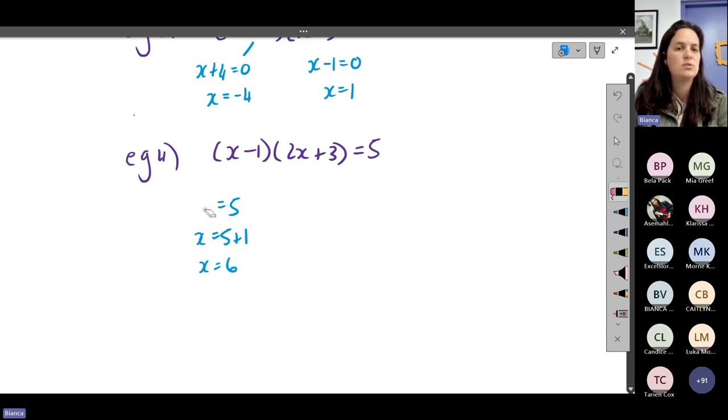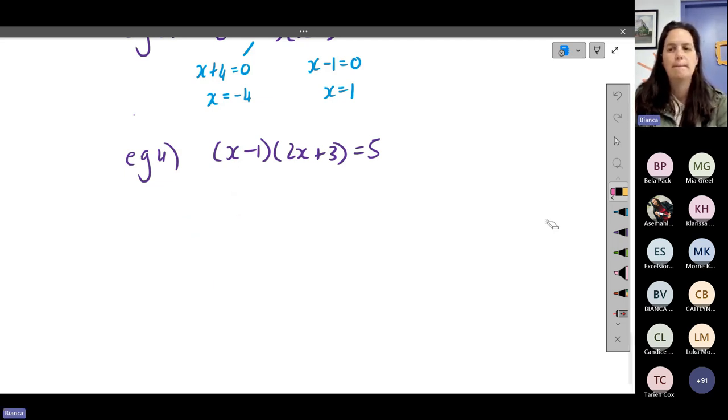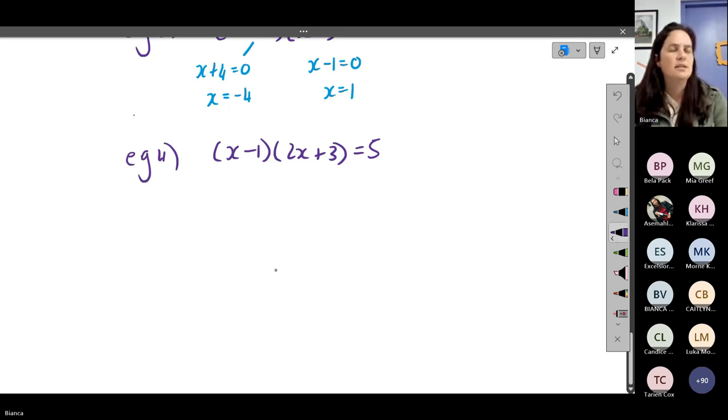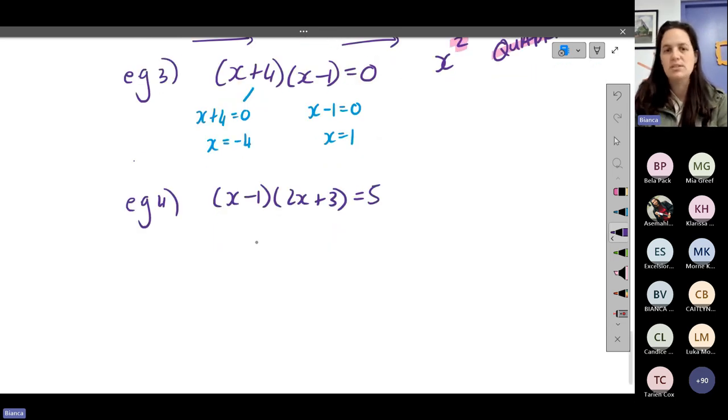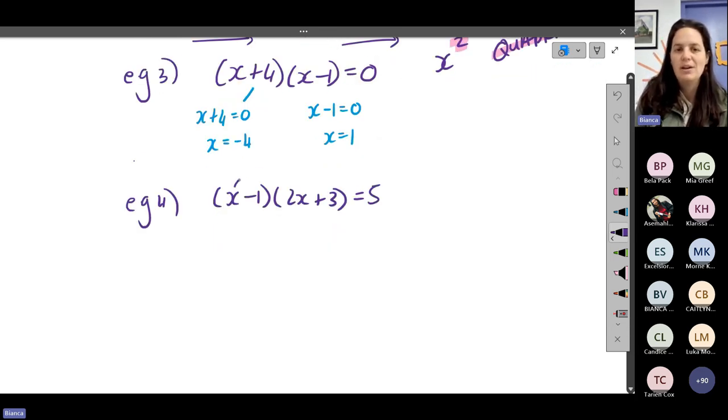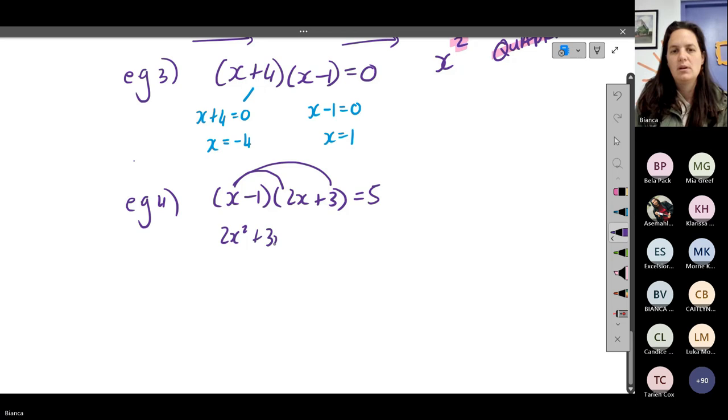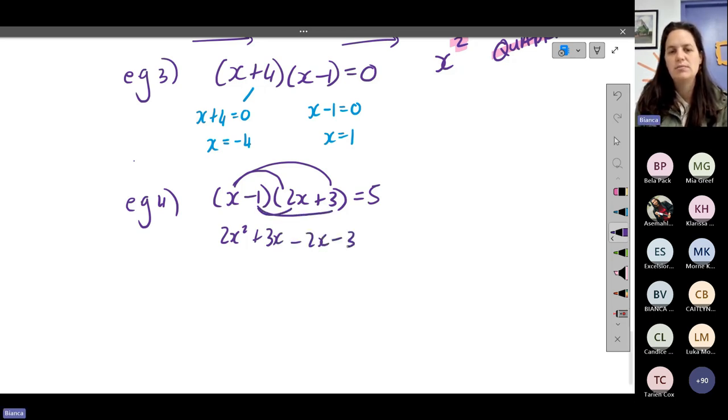What is the correct way to do this? What is step 1? This is the one you're going to have to expand. This one is not like number three. Number three, it was equal to zero, so I could solve each bracket. Number four, it is not equal to zero. You have to do this the long way. You have to times out the brackets carefully, the way we did FOIL in grade 9. Right, and we minus 2x, we minus the 3 equals 5.